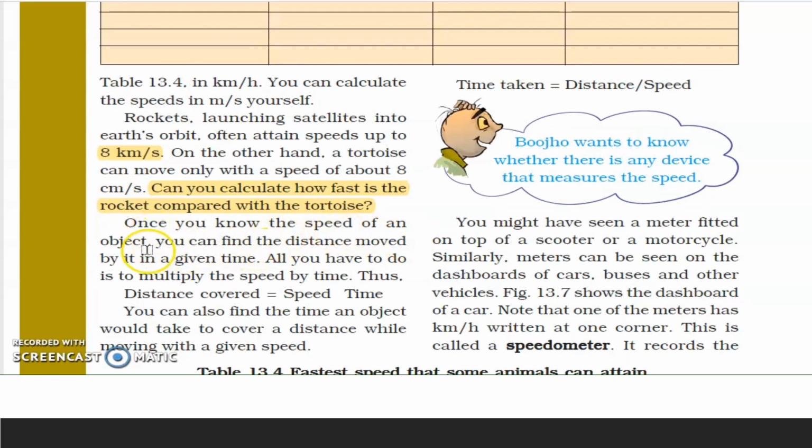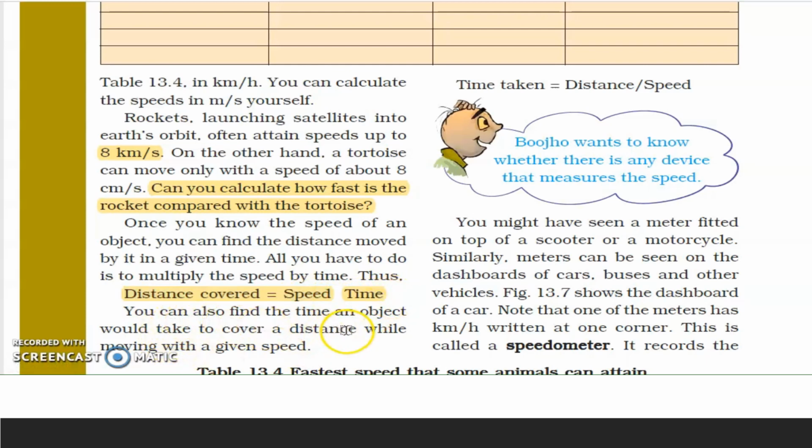Once you know the speed of an object, you can find the distance moved by it in a given time. All you have to do is multiply the speed by time. So distance covered is equal to speed into time.